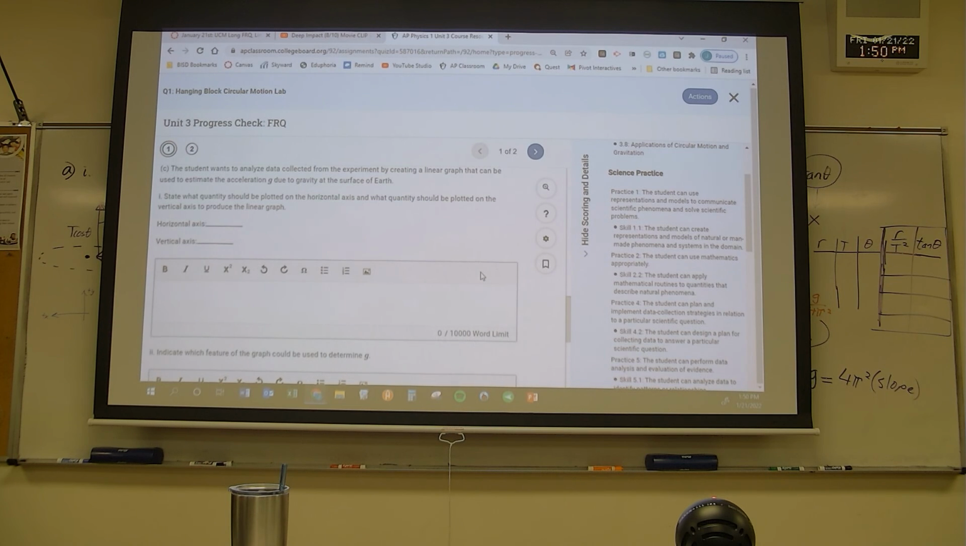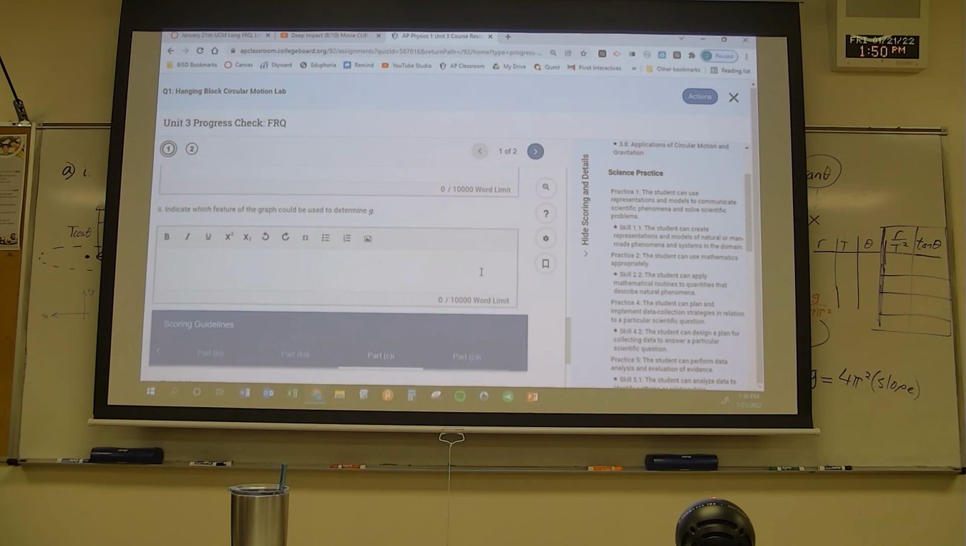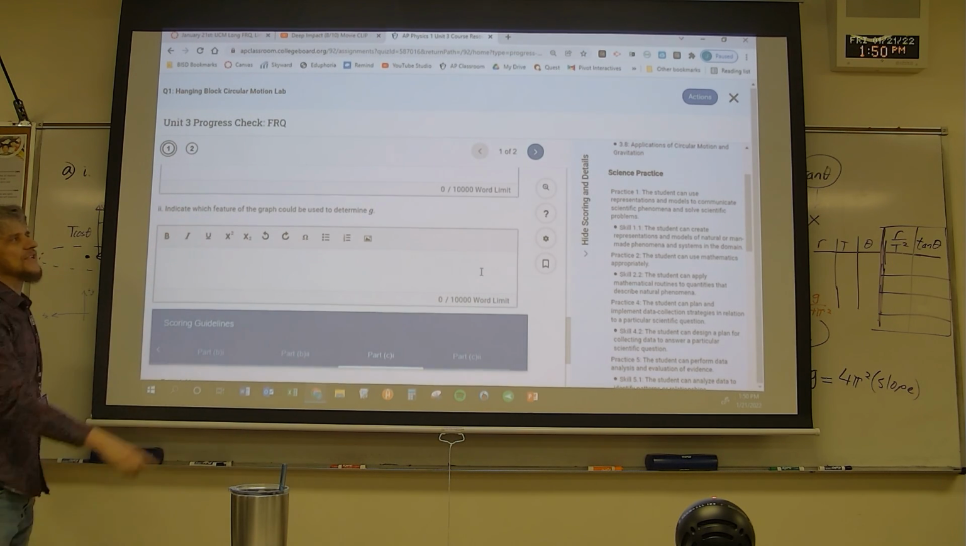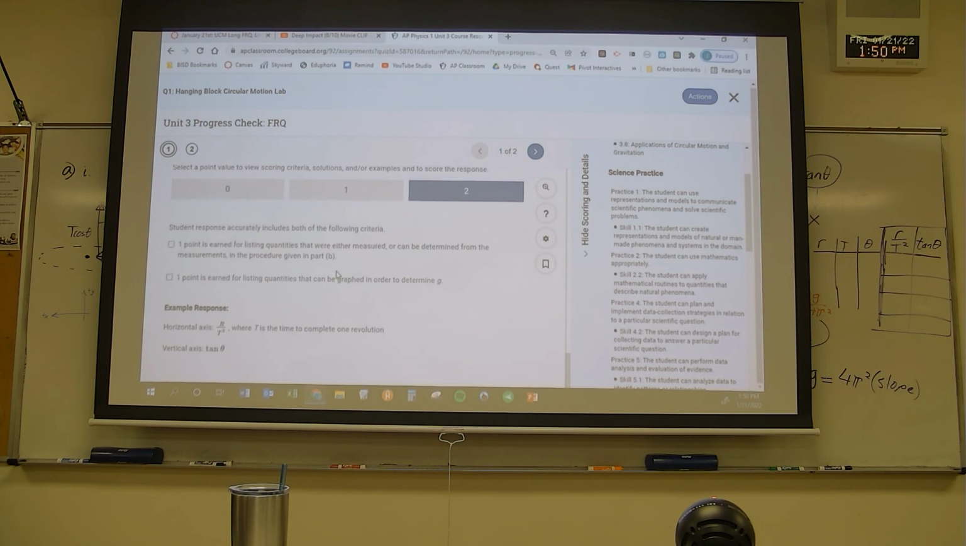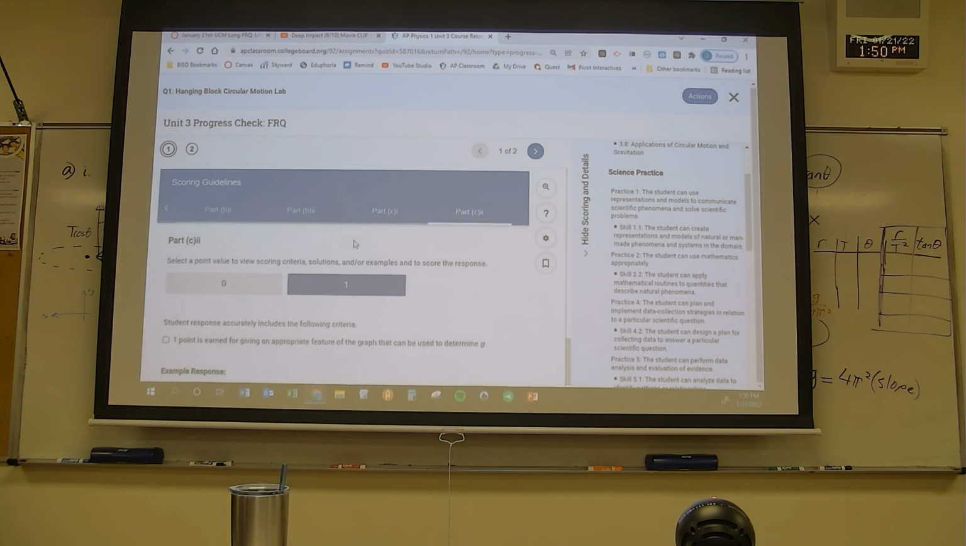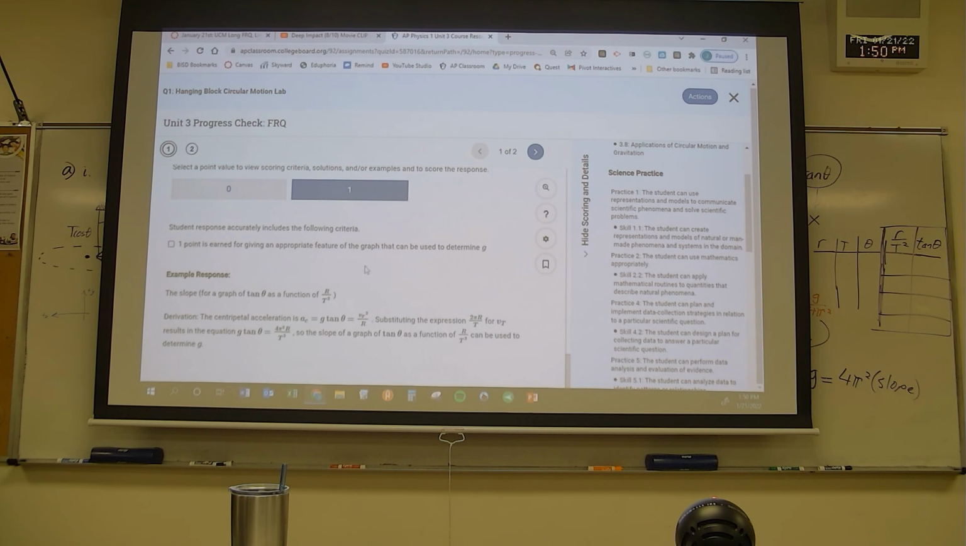C double I. Indicate which feature of the graph could be used to determine g. Okay, I jumped the gun here, sorry. Indicate which feature of the graph could be used to determine g. What feature of that graph could be used to determine g? The slope. Guess what the answer is? Is it just the slope? 1 point is earned for giving an appropriate feature of the graph that can be used. The slope. Yeah. Oh, wow, all I just said. For a graph of tangent theta as a function of r over t squared.